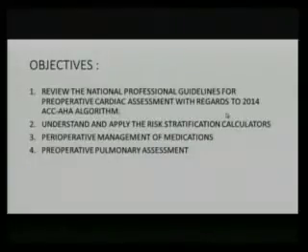The objectives for today's presentation are, first, discussing the national professional guidelines, the ACC-AHA guidelines, which have become the standard of care in evaluating a patient preoperatively. Second, understand the two risk stratification models to use, what the difference between them is, and whether one is better than the other. Thirdly, understand the perioperative management of medications: the beta blockers, the diuretics, the ACE inhibitors, the statins, the antiplatelets, the anticoagulants. And finally, I will talk briefly about preoperative pulmonary assessment.